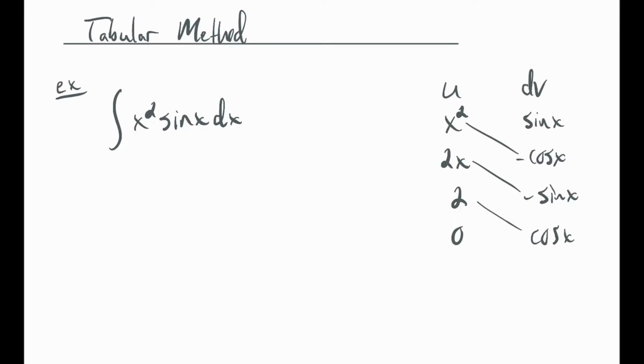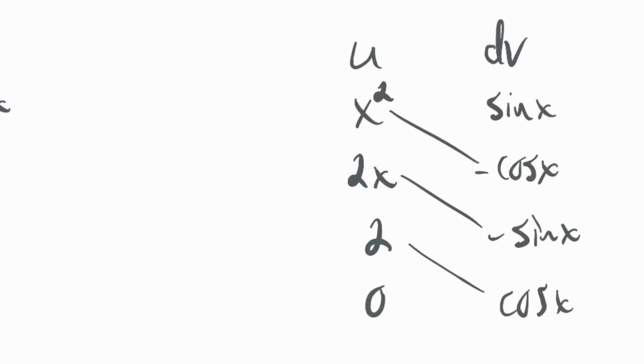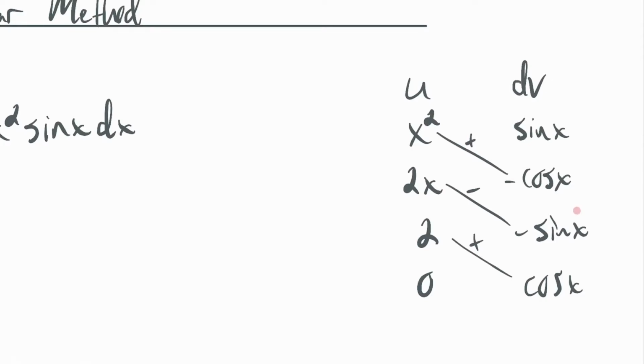So there's another catch here. This first connection, I'm going to label with a plus, then a minus, then a plus. It just alternates: plus, minus, plus, minus, however many that you have. So I'm going to take this pair, multiply them, and not change the sign. So I'm doing plus x squared times negative cosine x. Then negative 2x times negative sine x, where the double negative will cancel out. And then plus 2 times cosine x, okay?